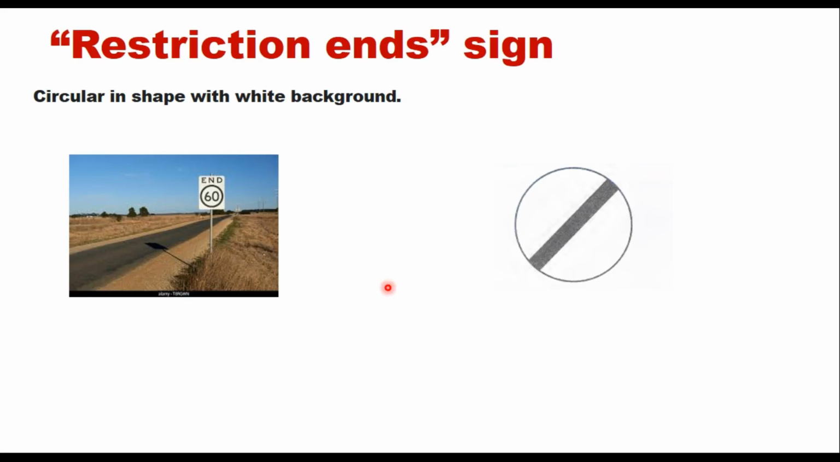Restriction ends sign. Now this is circular in shape with a white background, and when you write something behind this bar, that indicates that particular restriction is removed. For example, here the speed limit of 60 is removed beyond this point. You can get the same effect in this manner also, by writing 60 here and then putting a transverse bar here.